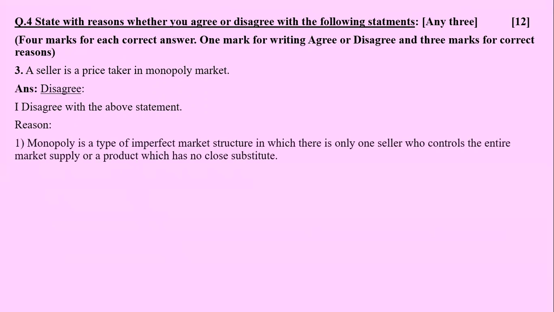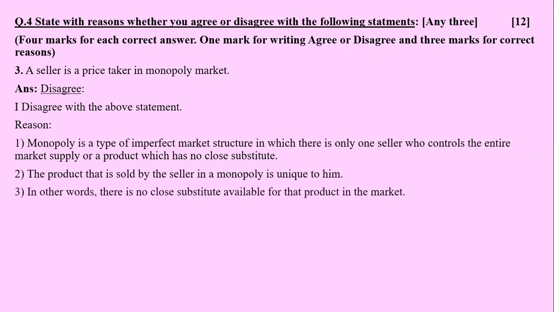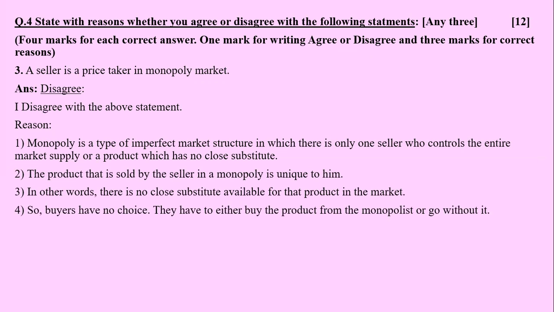First reason, monopoly is a type of imperfect market structure in which there is only one seller who controls the entire market supply of a product which has no close substitute. Second reason, the product that is sold by the seller in a monopoly is unique to him. Third, in other words, there is no close substitute available for that product in the market. So, buyers have no choice. They have to either buy the product from the monopolist or go without it.